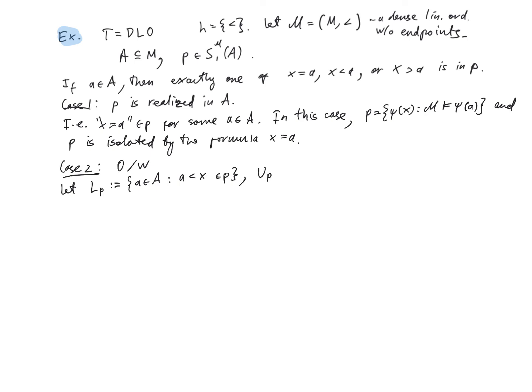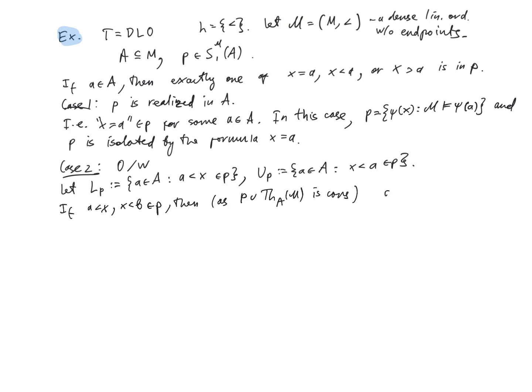And we also define the set UP to consist of all those A in A such that the formula X less than A is in P. Note that if A less than X and X less than B are both in P, then as P together with the theory of M is consistent as a type, we must have that A is less than B. Thus, we have that A is less than B for all A in the lower part, LP, and B in UP.